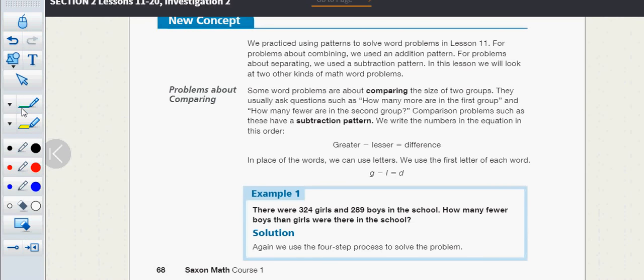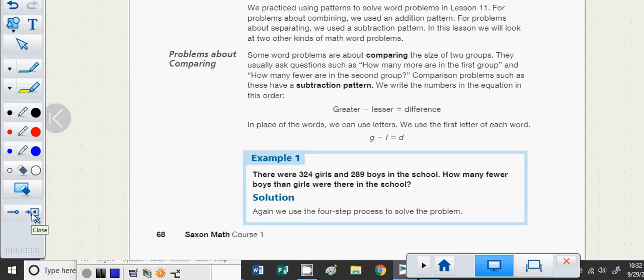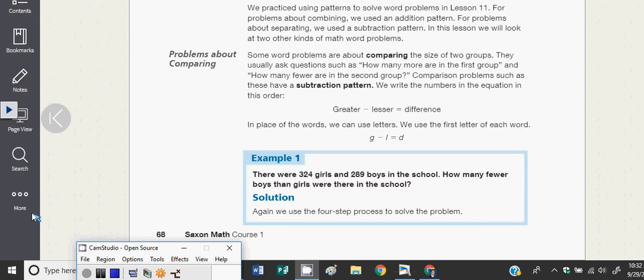Alright, now what if we had to say how many fewer boys than girls? Notice boys are the smaller group. There's only 289, so we can say there are less, there are fewer. Now how many fewer is the same as asking what's the difference in amount? How many less here than here? What's the difference? And if you see the word difference, you should be thinking about subtraction.